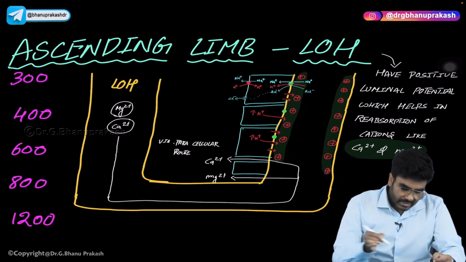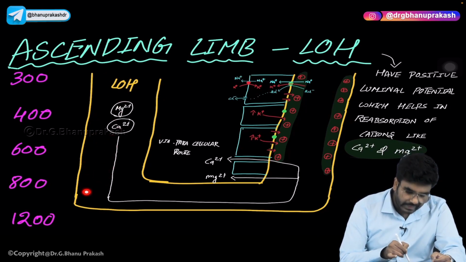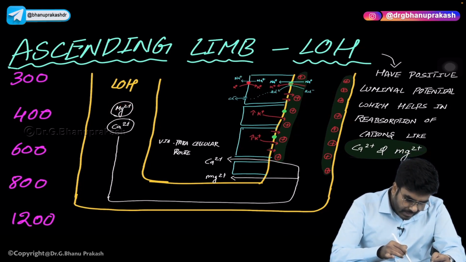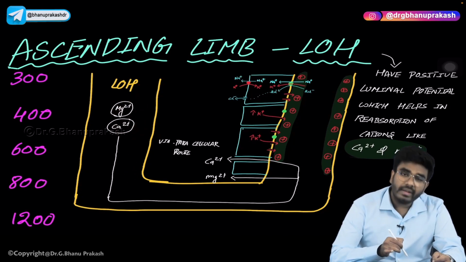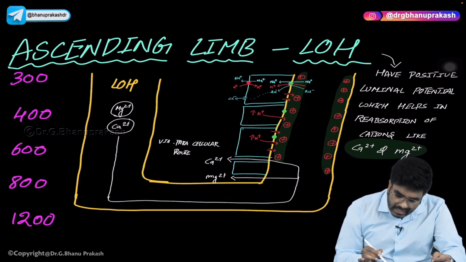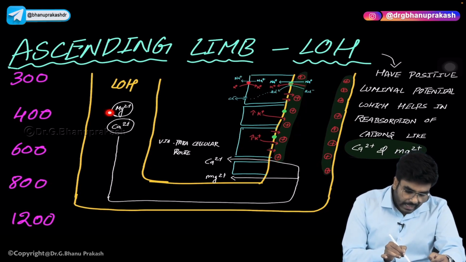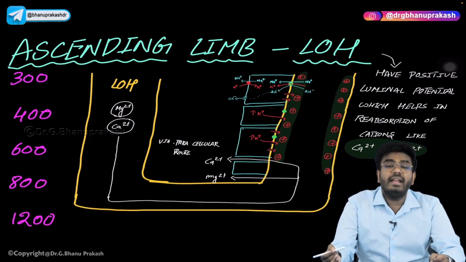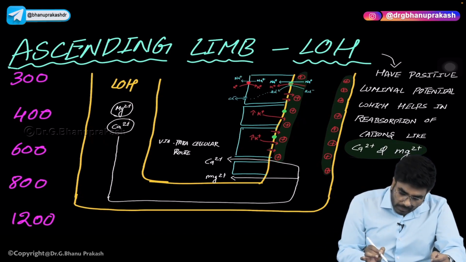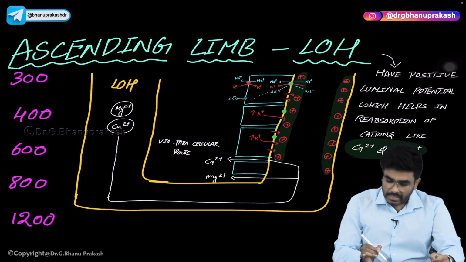Now this is the descending limb of loop of Henle. In the descending limb, calcium and magnesium ions are coming down, then turning in the hairpin turn. Whenever they reach the ascending limb, there is already a positive charge, and these ions are positive ions. So the positive charge will repel the positive ions. Can the positive charges move in this direction? No, they cannot move up.